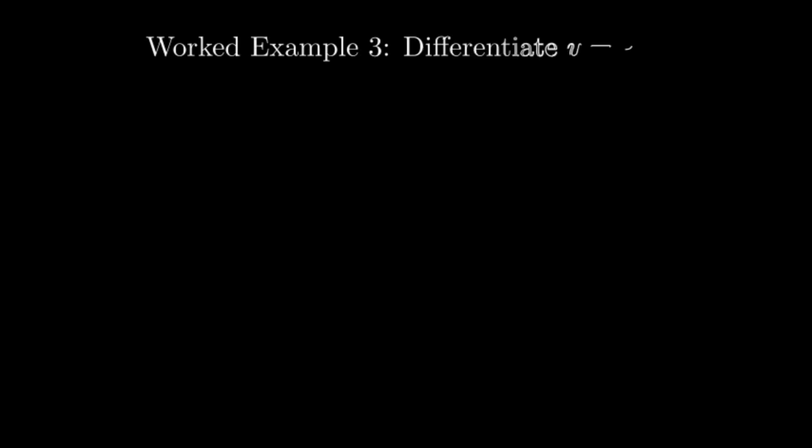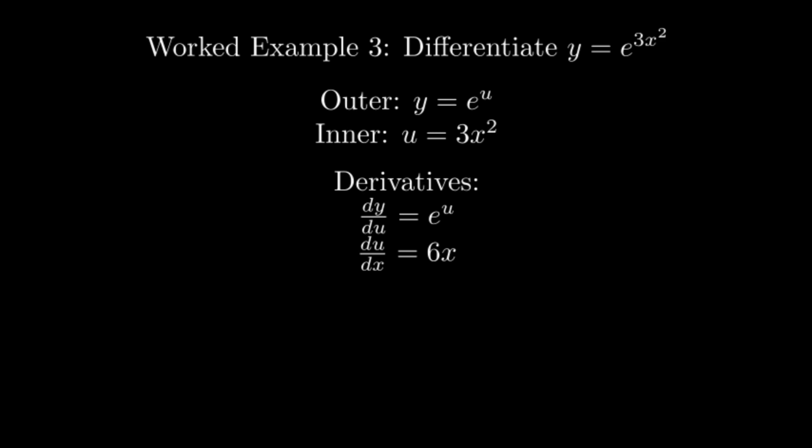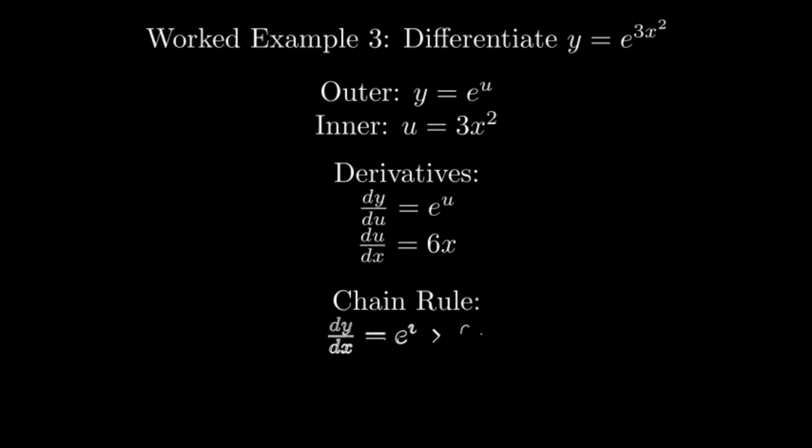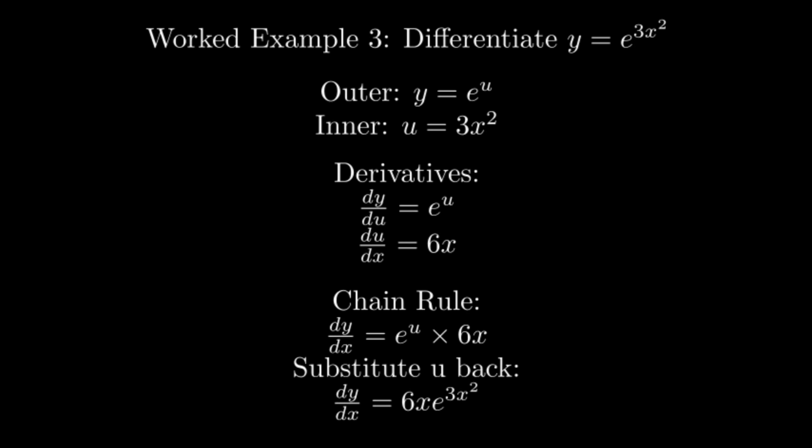Let's do one more with an exponential function. Let's differentiate y equals e to the power of 3x squared. The outer function is e to the u, and the inner function is u equals 3x squared. The derivative of e to the u is just e to the u. The derivative of 3x squared is 6x. Multiplying them gives e to the u times 6x. Substituting u back, we get our final answer, 6x times e to the power of 3x squared.